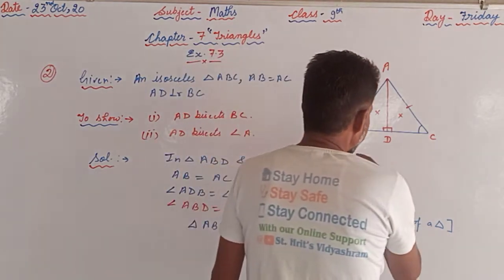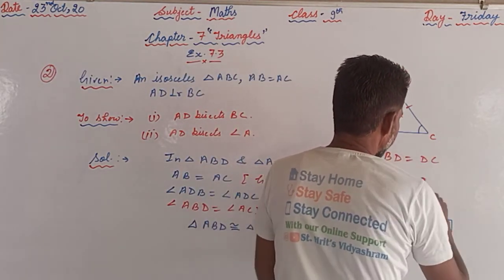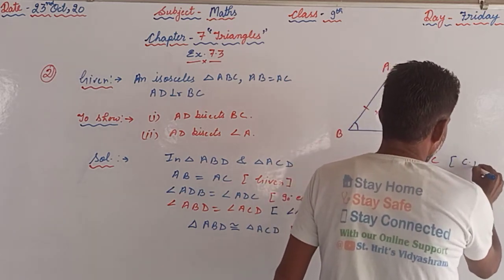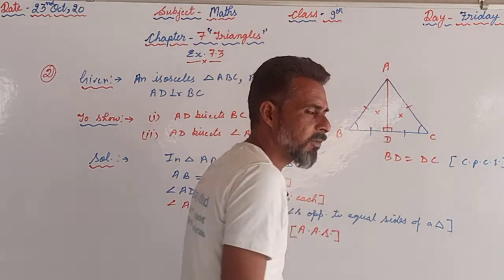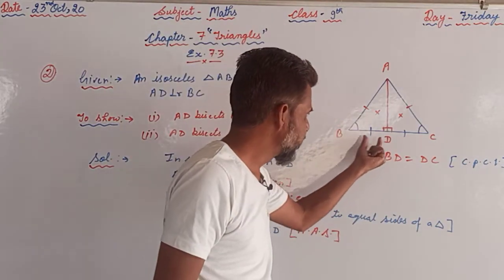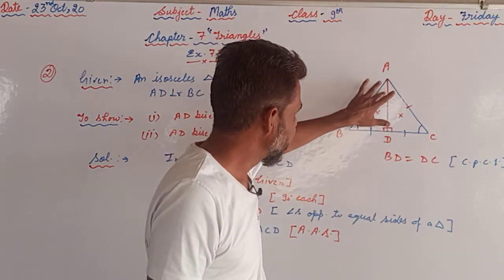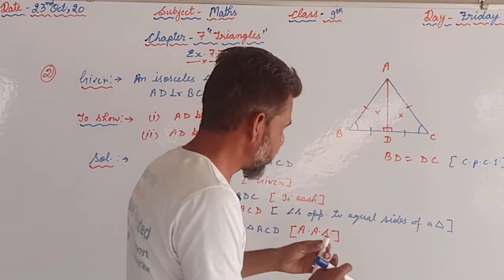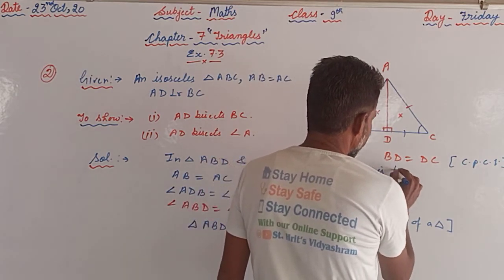If triangles are congruent, now BD will be equal to DC by CPCT, corresponding parts of congruent triangles. And if BD is equal to CD, then it is clearly visible that AD is the bisector of BC. So we will write, it implies AD is the bisector of BC.